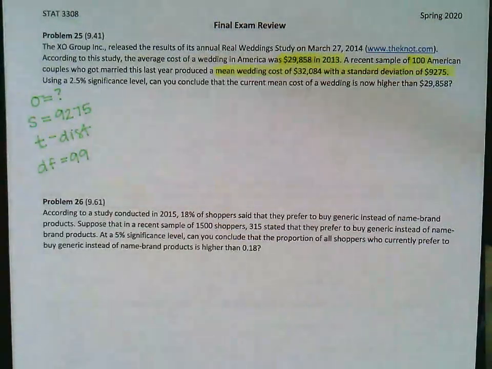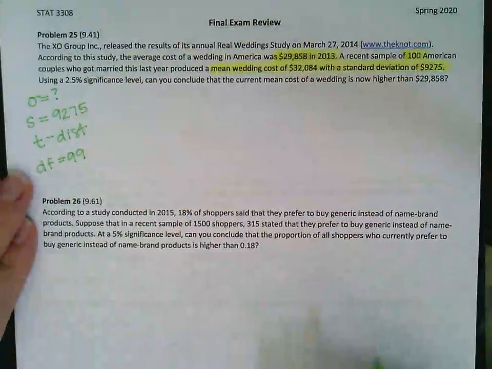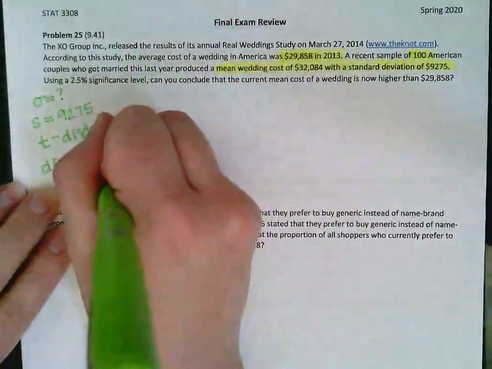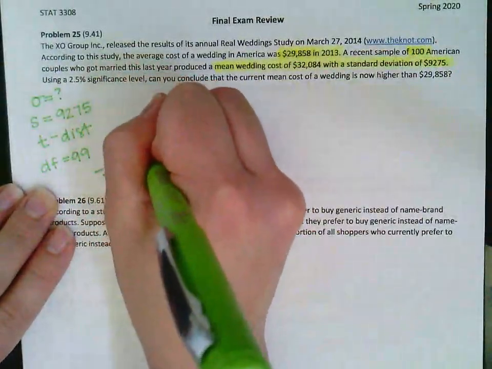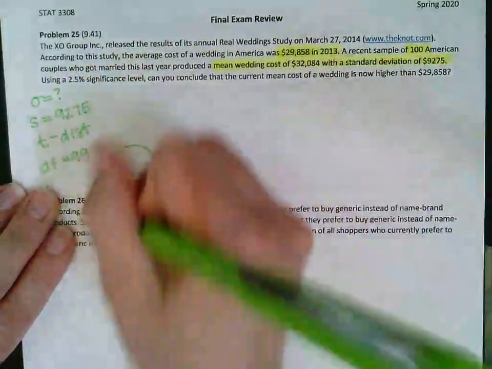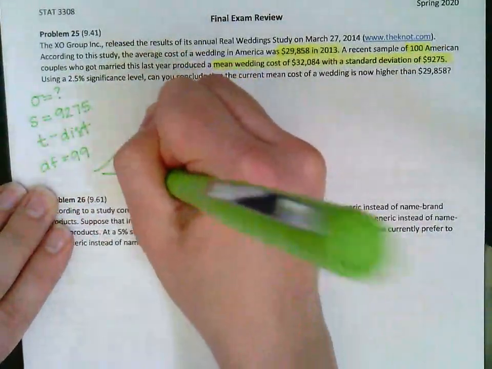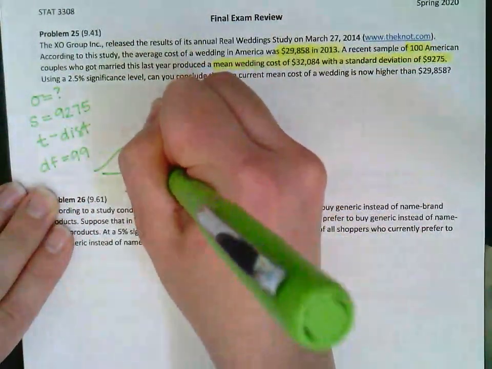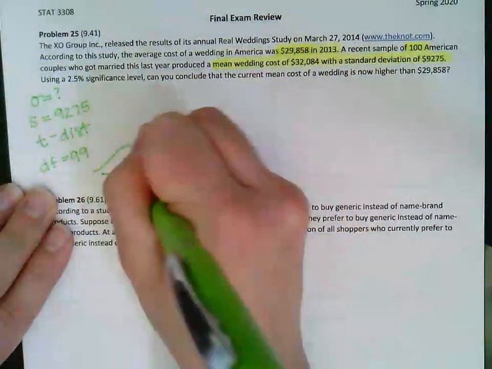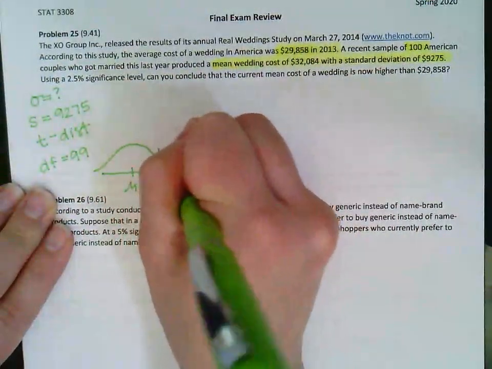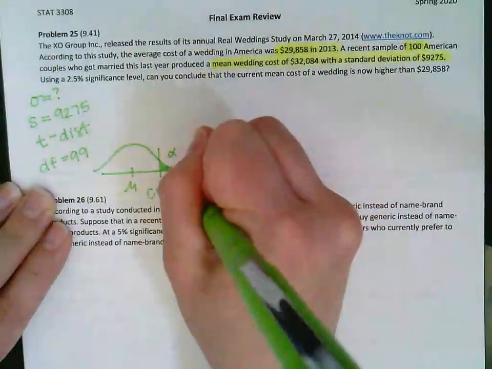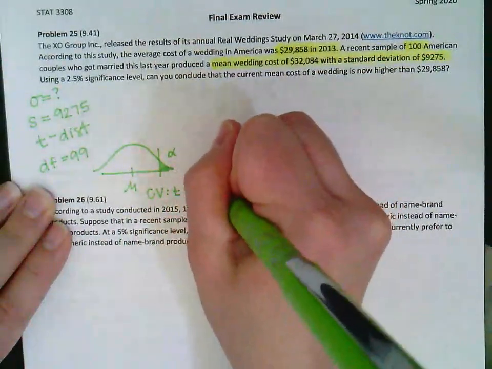So using, again, a 2.5% significance level, do we know that the mean cost is now actually higher? So if I look at this, since it's now higher, here's mu, I now want my alpha to be on this side. And that critical value has a t of 1.984.